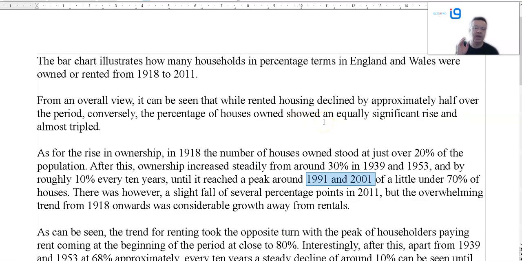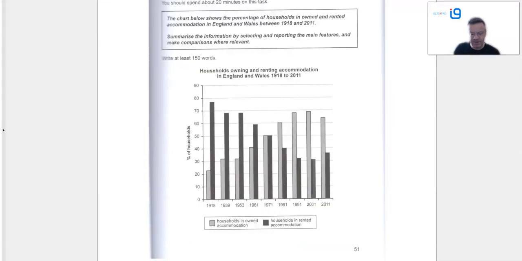So, right, rented housing declined by approximately half. Percentage owned, an equally significant rise, it tripled. If you look at the picture again, right, we've got just under 80% to just under 40, so say 80 to 40, it's halved, yeah, that is half. If you look at owns, we've got 20 to 70, so 20, 40, 60, 70. So it's more or less tripled, yeah? That's the key, that's the overall pattern or trend.